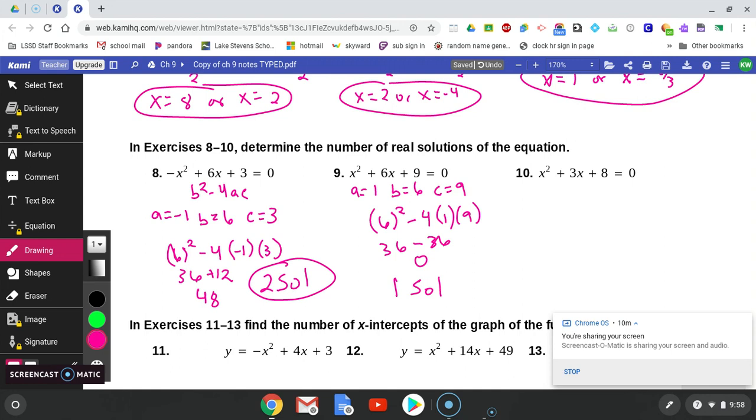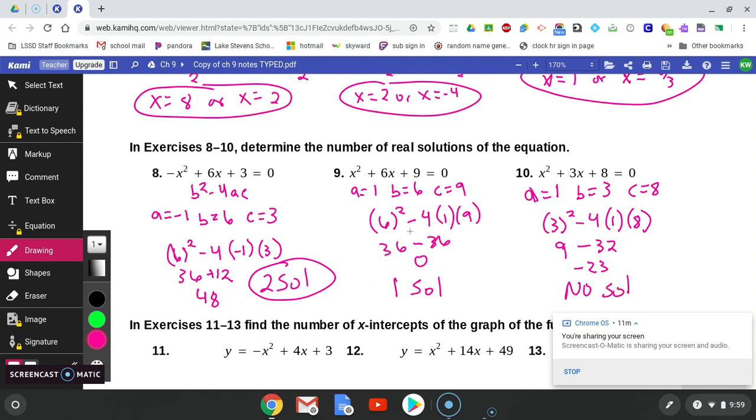And the last one, try this one and then pause it, check and see back how you did. All right, so my A term is 1, my B term is 3, and my C term is 8. So I have B squared minus 4 times my A times my C, which gives me 9 minus 4 times 8 is 32, which will give me negative 23. I can't take the square root of a negative number, which means there's going to be no real solution. All right.